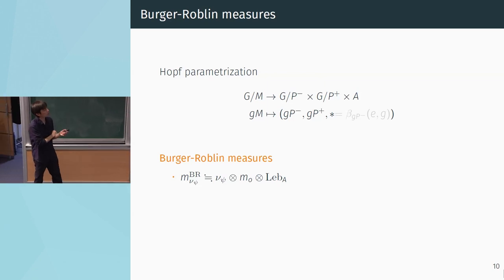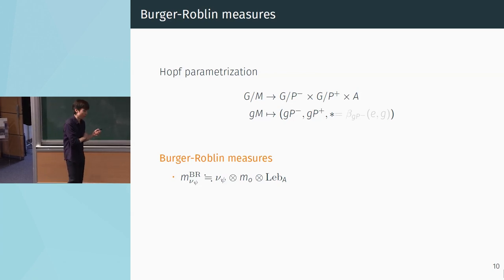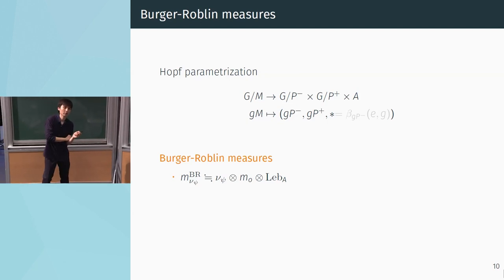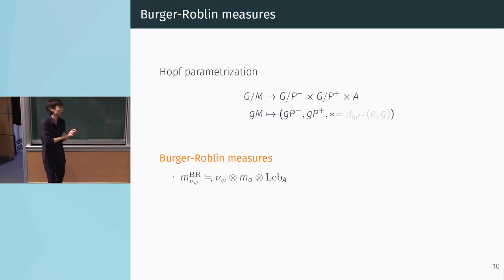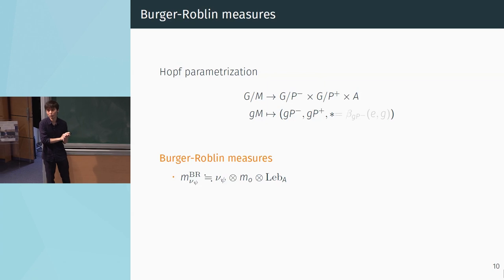And why do we care about this? Because this is a candidate for any invariant measure. When you do the counting, or when you want to compute the matrix coefficient of L2 of G mod gamma, we will see that the matrix coefficient is usually expected to have a form that is described by this Burger-Roblin measure.